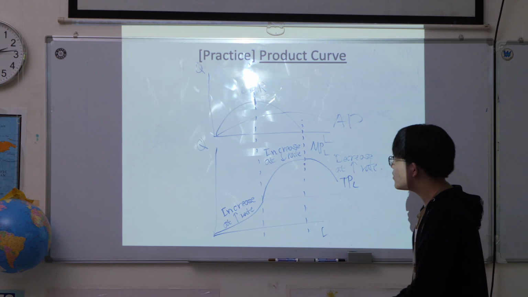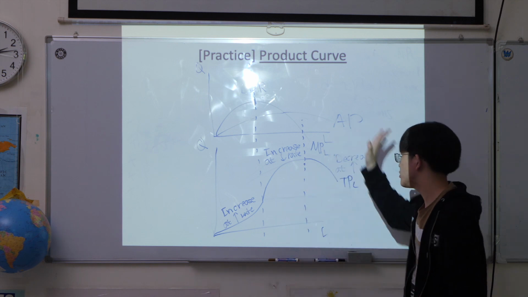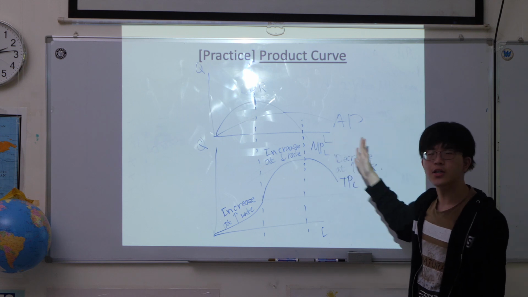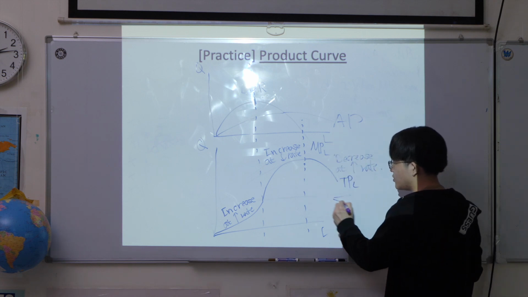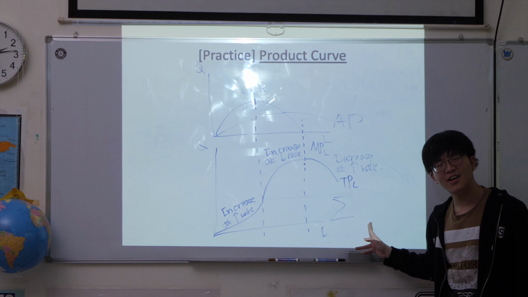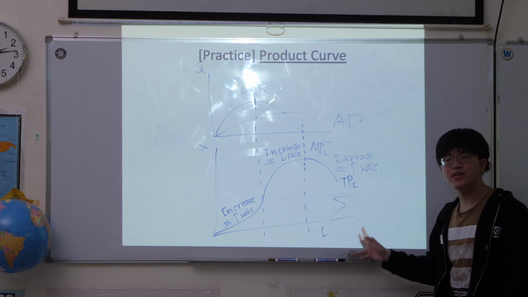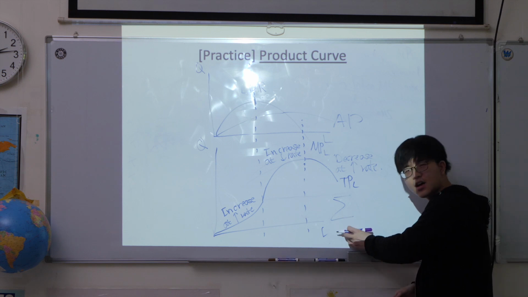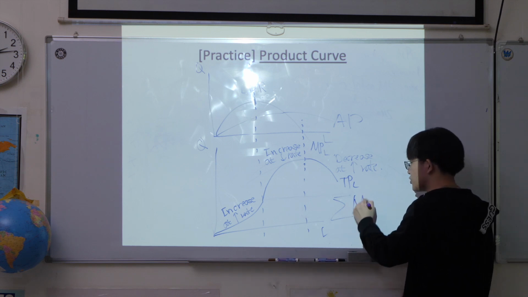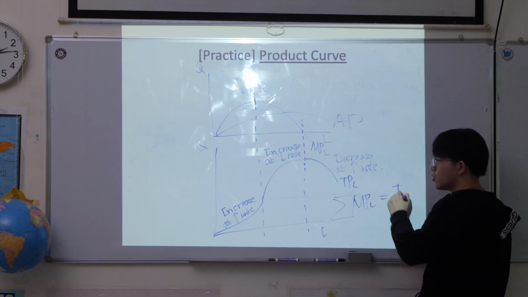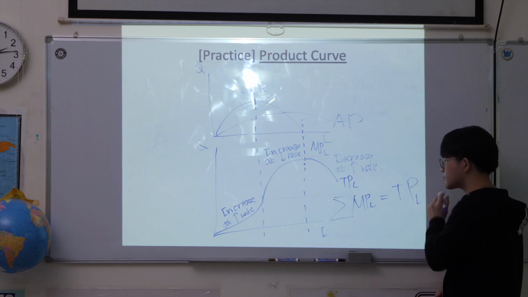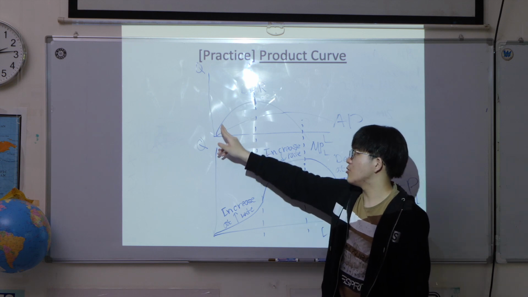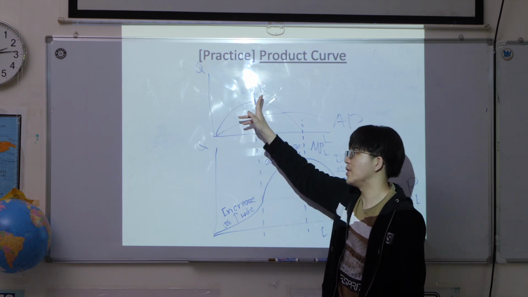Okay? How about total product of labor? The total product of labor is the sum of the marginal product of labor. So I already used the symbol sigma. I'm absolutely sure that you guys learned it in your math class. The sigma, the sum of the marginal product of labor, is the total product of labor. Okay? Because it is additional output for additional labor, right?